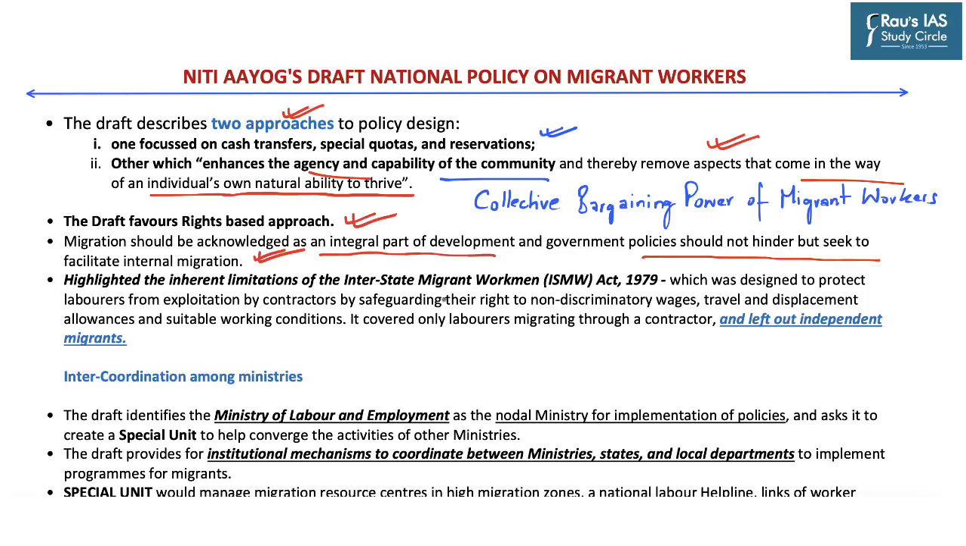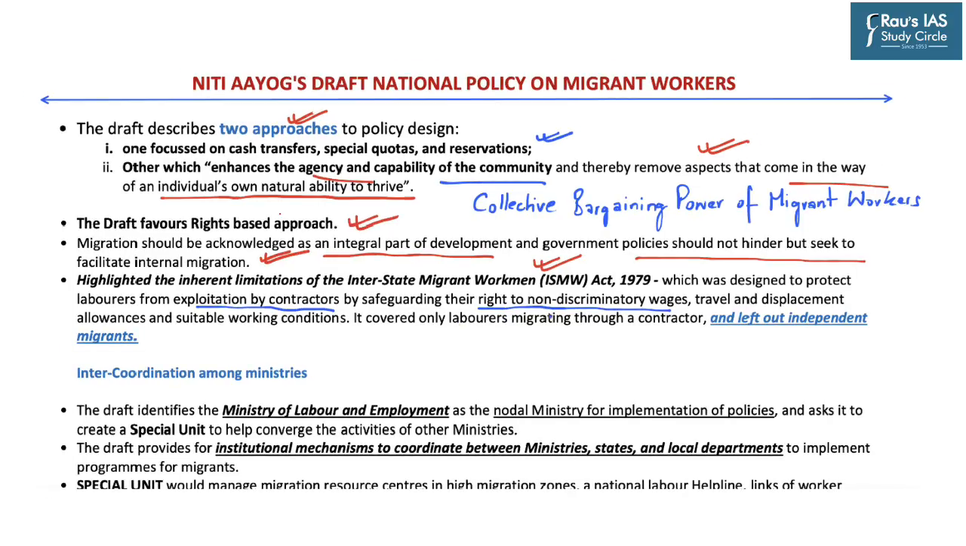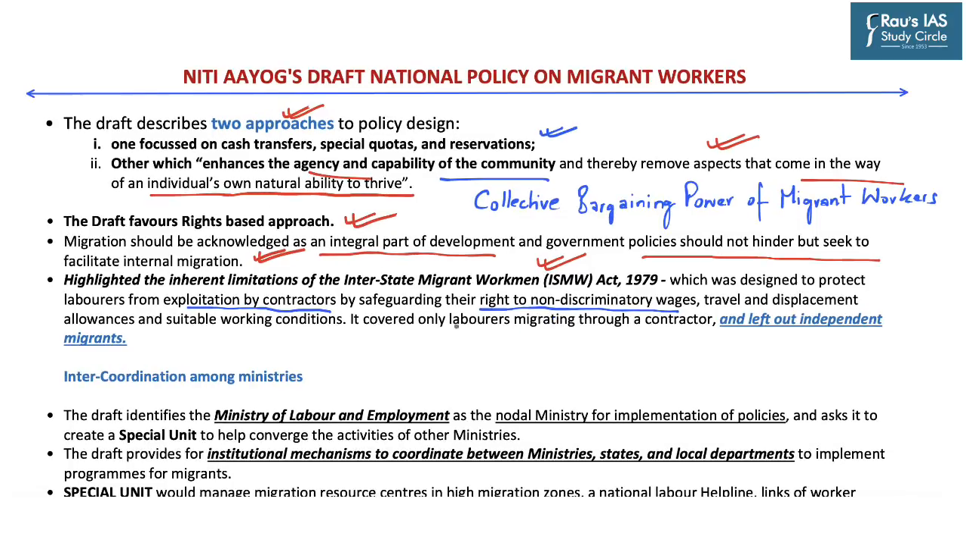Now, this draft further highlighted some of the limitations of the Interstate Migrant Workmen Act of 1979. This act was legislated to protect laborers or migrant workers from exploitation by contractors, and this was done by safeguarding their right to non-discriminatory wages. Through this act, it was made mandatory for contractors to register their establishment prior to employing any interstate migrant worker. However, this act covered only laborers migrating through a contractor and left out independent migrants. So the NITI Aayog in its draft has criticized this aspect of this particular act.